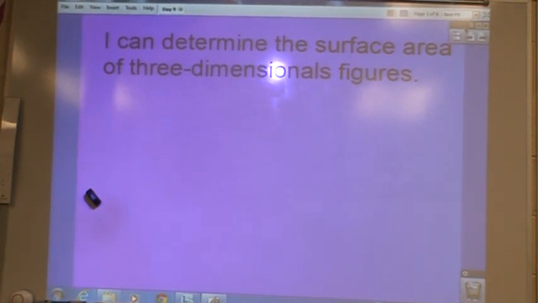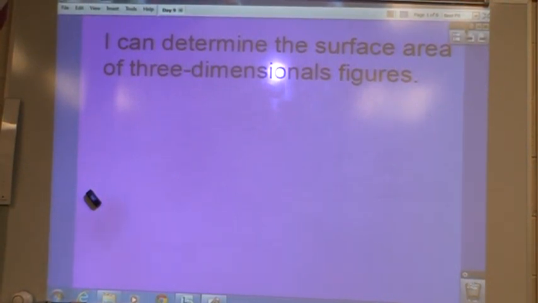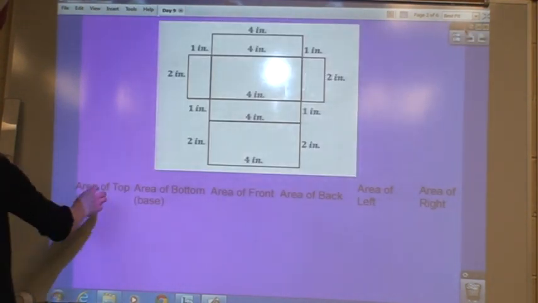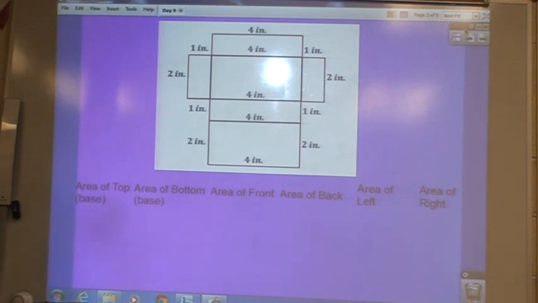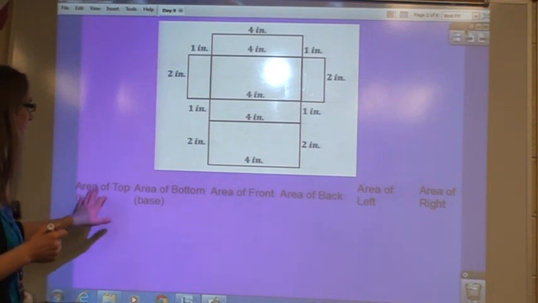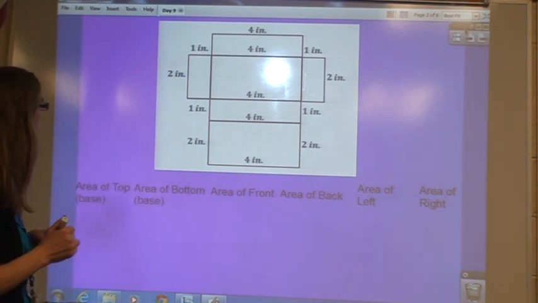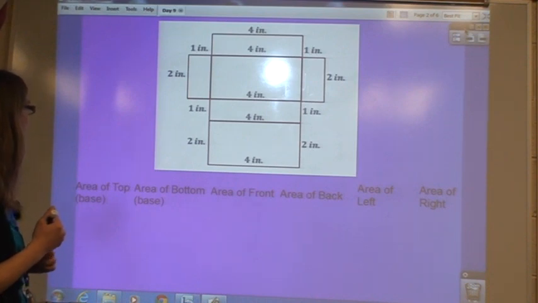I can determine the surface area of three-dimensional figures. On your paper, you have a chart that'll make this a little bit easier to fill out, but I'm going to go ahead and fill it out on here, so hopefully you can kind of see it. It's hard to tell in the purple. But the first thing I need to do is to find the area of the top.